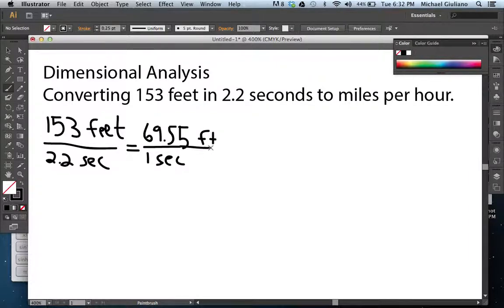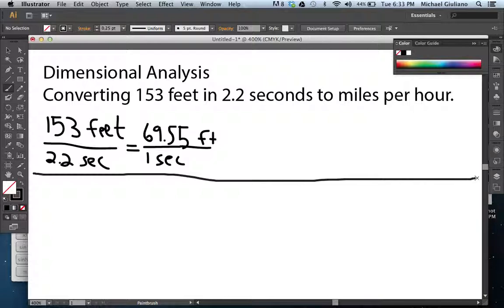It's a little sloppy. Alright, so the reason why we write it like that, so that means you're driving 69.55 feet per every second. What we're going to do now is we're going to use this thing called dimensional analysis, which is going to change that from feet per second into miles per hour. So what dimensional analysis does is it multiplies your original thing right here, this 69.55 feet per 1 second.